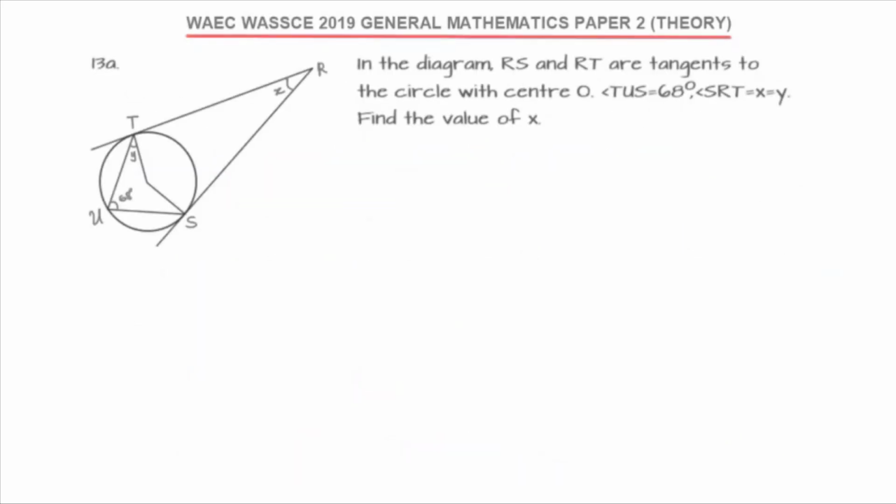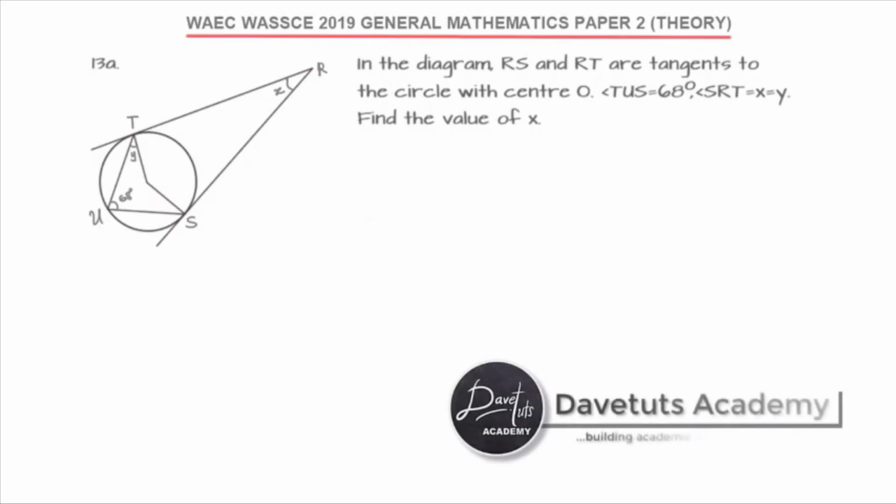In the diagram, RS and RT are tangents to the circle with center O. Angle TUS is 60 degrees, angle SRT is equal to X, and that's also equal to Y. We have to find the value of X. Okay, now to solve this question, we need to apply the circle theorems to help us solve it and bring out the relevant answer that we are being asked.